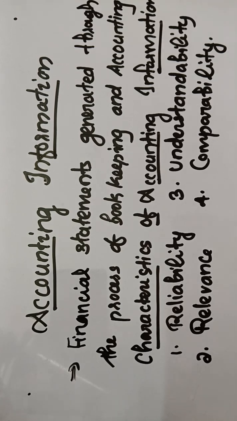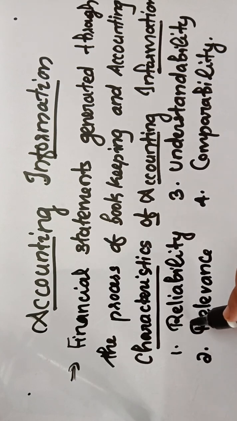So, the accounting information should be reliable in nature. That is why the first characteristic is reliability. Reliability means the users must be able to depend on the information and it must be factual and verifiable in nature. That means a reliable information is free from errors and bias. That is the first characteristic, reliability.